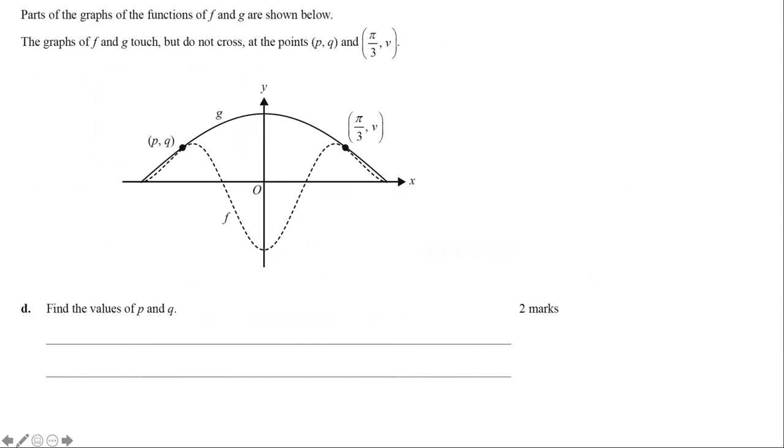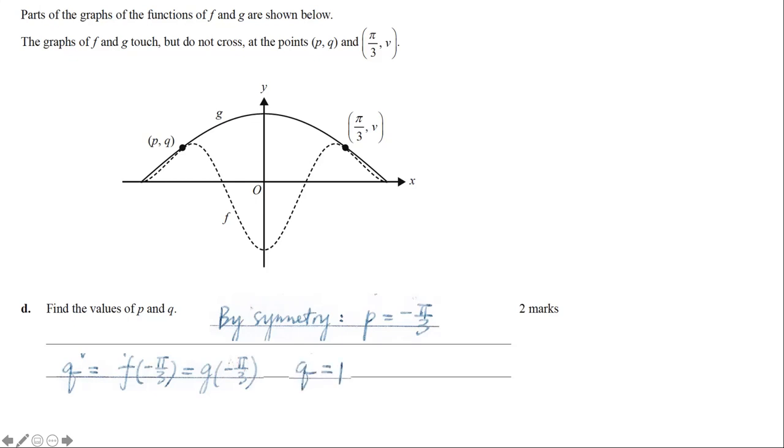Parts of the graphs of a function of f and g are shown below. The graphs of f and g touch but do not cross. That is an important phrase to look at points p, q and pi on 3. So by inspection, you should immediately notice these 2 points are symmetrical about the y-axis, which means your p-value is -pi/3. And then to get the value of q, you just simply substitute the x value pi/3 into either f or g, okay? Or you could substitute the p-value into either f or g. So q equals 1.